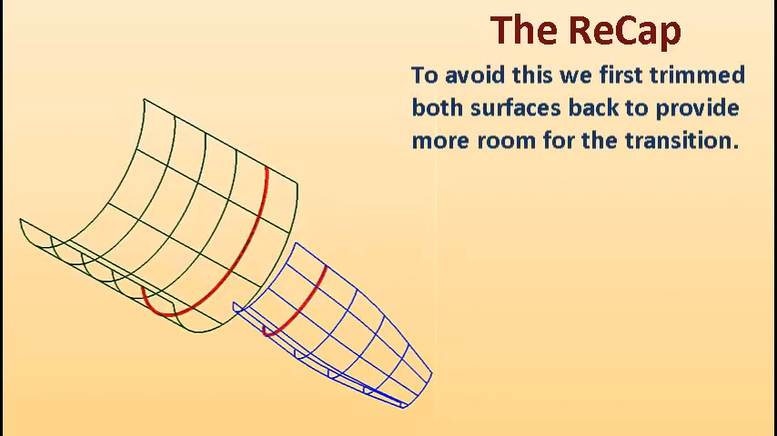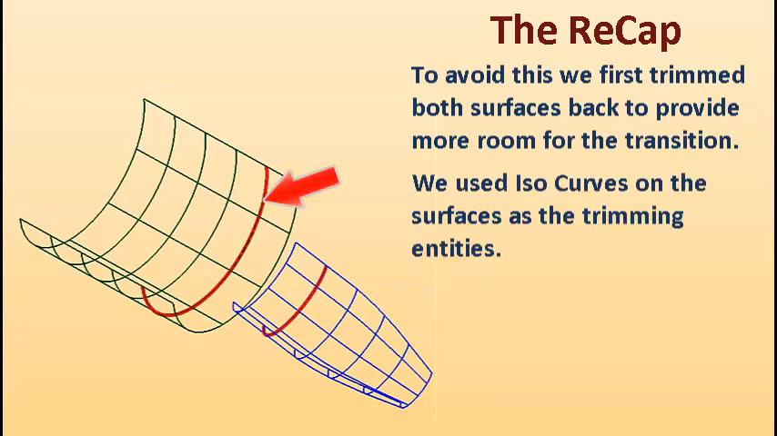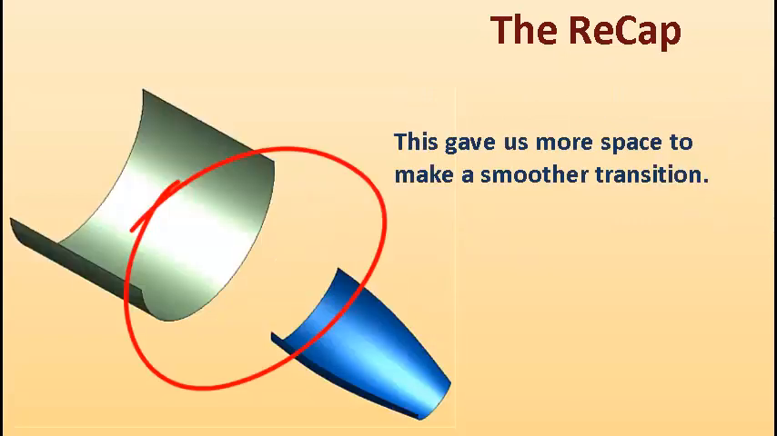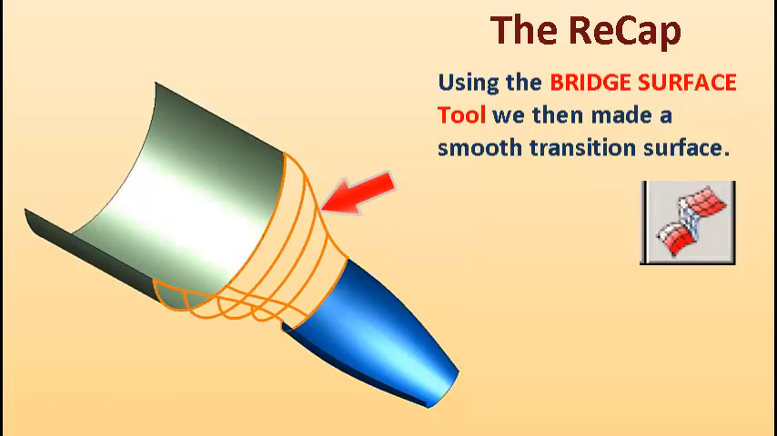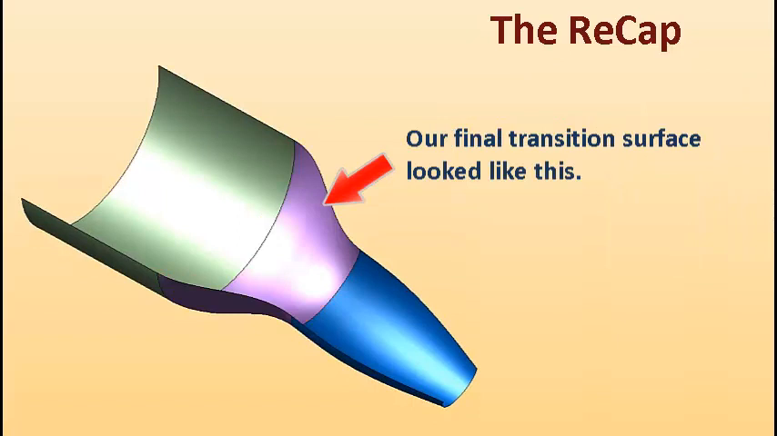To avoid this, we first trim back both surfaces to provide more room for the transition. We used ISO curves on the surfaces as the trimming entities. This gave us more space to make the smoother transition. We then used the bridge surface to make that transition surface. And our final model looked like this.